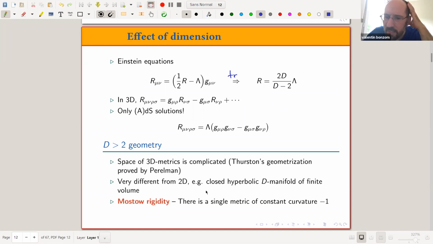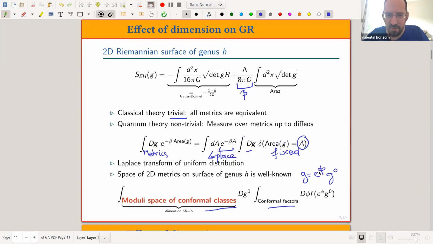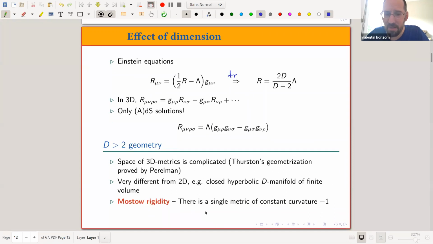So let's imagine first that you look at a closed hyperbolic manifold of dimension d greater than 2 and finite volume. Then there is a quite famous theorem that's called Mostow rigidity. And it tells you that basically the space of metrics of constant curvature -1, because it's a hyperbolic manifold, is a space with a single point. There is a single metric of constant curvature -1. No possible deformation. So this is very unlike the 2D case that I just showed you before, where you have a moduli space of conformal classes of dimension 6h minus 6. So here it's a point. There is a single metric.